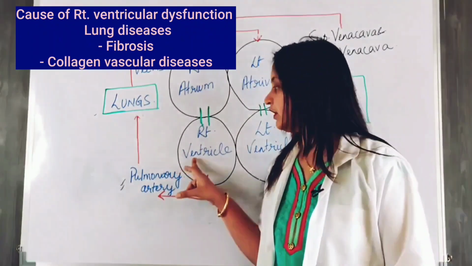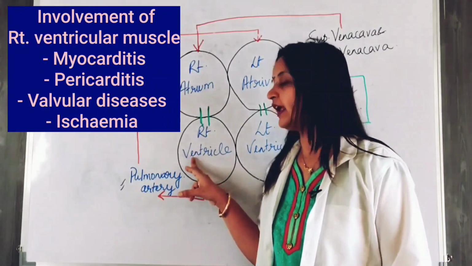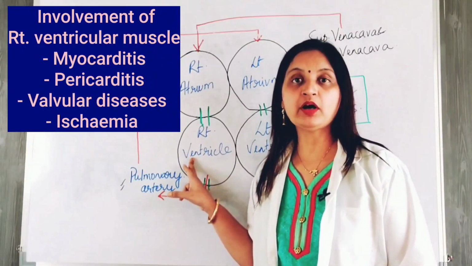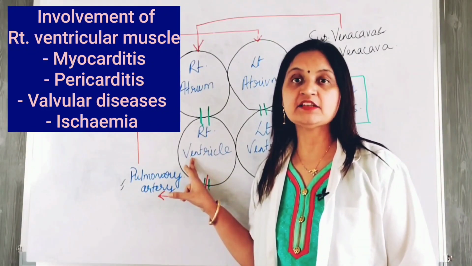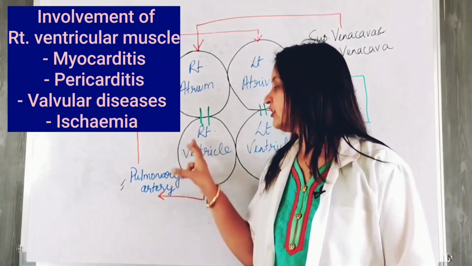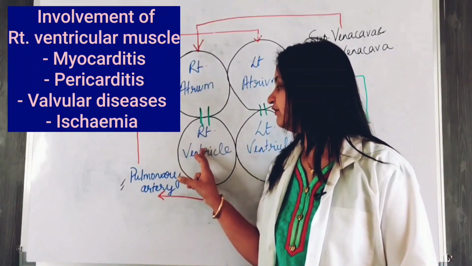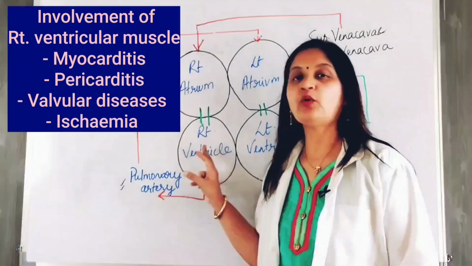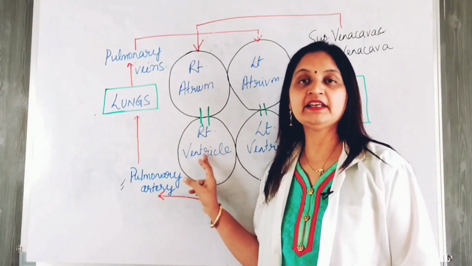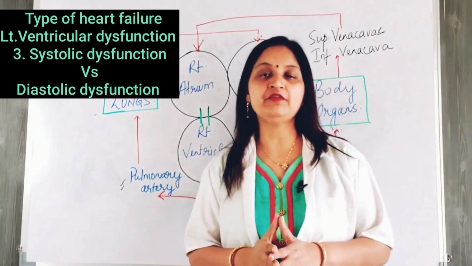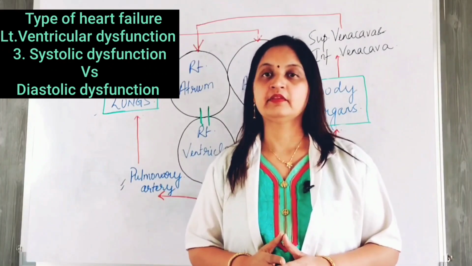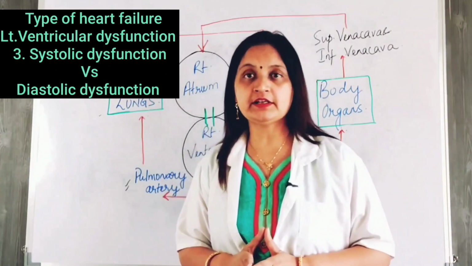Also, the cardiac muscle of the right ventricle may be involved in medical conditions such as myocarditis, pericardial disease, valvular diseases, or ischemia or scarring of the right ventricle, and this causes right ventricular dysfunction, decreasing the cardiac output and leading to right ventricular failure. So switching to left ventricular dysfunction.